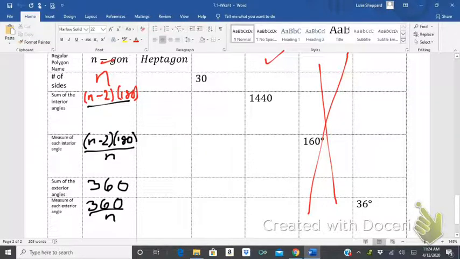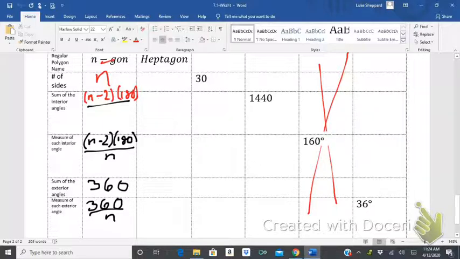Okay? So now let's work through a different one. We can try to figure out a couple different pieces of information here, but I'm going to work on the example that has 1440 right here. So first thing we need to do is figure out how many sides there are.